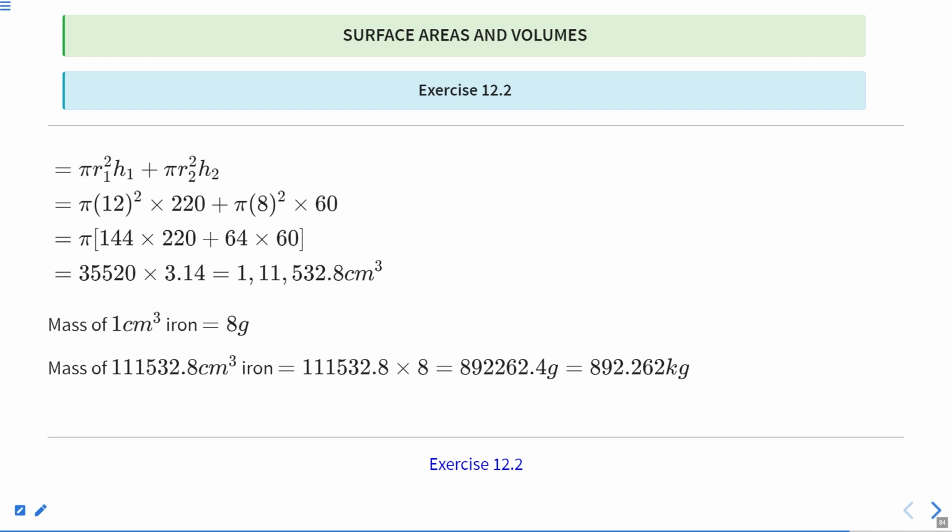Okay, so now the mass of 111,532.8 centimeter cube volume of iron is equal to 111,532.8 times 8, that is equal to 892262.4 gram. Okay, and this is in gram, 892262.4. And if we convert it into kilogram, then you will get this is equal to 892.262 kilogram.